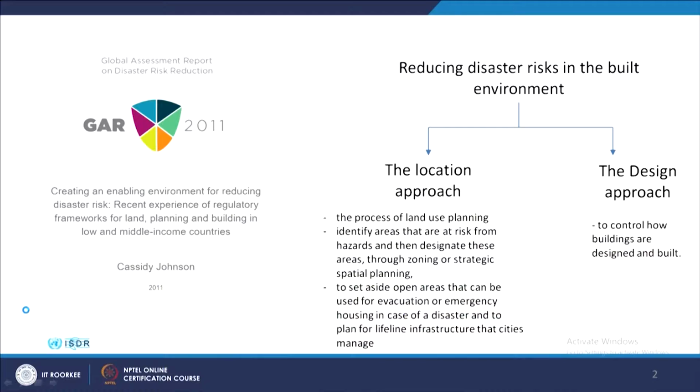I'll start the discussion from a global perspective. I'll briefly introduce the Global Assessment Report on Disaster Risk Reduction. This has been prepared by Cassidy Johnson and her team. In 2011, this was developed by ISDR, on creating an enabling environment for reducing disaster risk: recent experience of regulatory frameworks for land, planning and building in low and middle income countries.